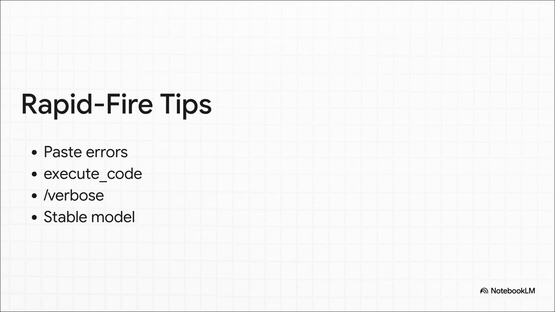Number 3, use /verbose to control the visual noise of the agent working. You can dial it from off to new to all to verbose. And number 4, listen up because this is huge. Do not change your models mid-session. Keeping your system prompt stable guarantees you get those sweet prompt cache hits from your provider, which will save you a massive amount of time and money.